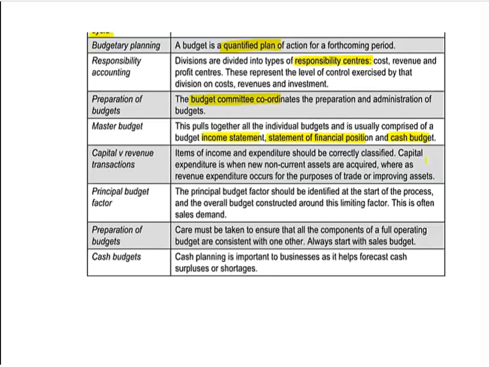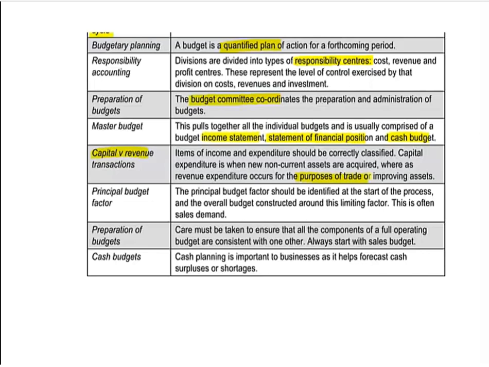Also, we thought about the distinction between capital and revenue transactions and how important it is for those to be correctly classified. So CapEx then is when we're buying some new non-current assets or improving the ones we've already got. But revenue expenditure is the most frequent, and that's for the purpose of trade.